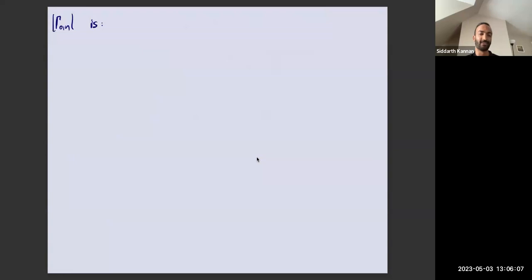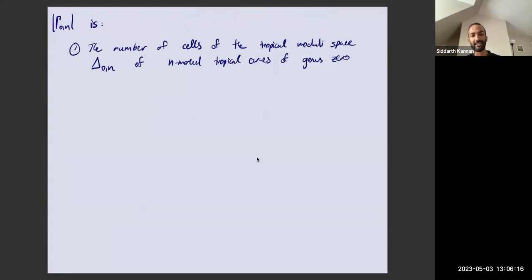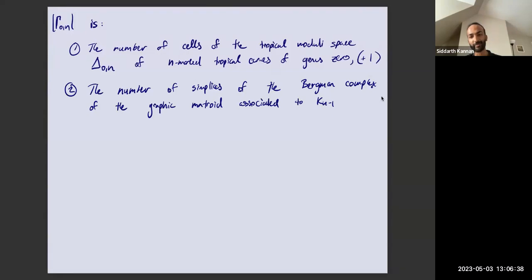So what is the interest in this problem? There are many interpretations of the size of this set, but I'll give you 3. For me, it's the number of cells of the tropical moduli space of genus 0 n-marked tropical curves. This is really a simplicial complex, and this is the number of cells of the simplicial complex, maybe off by 1. It is also the number of cells of the Bergman complex of the graphic matroid associated to a complete graph with n-1 vertices. The connection between 1 and 2 is due to Ardila and Klivans. Sometimes people call this space tree space. So it's the number of cells of tree space, and it's the fine subdivision of the Bergman complex, if you're up on Bergman complexes.